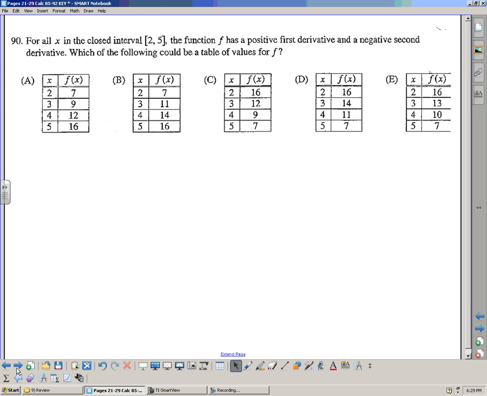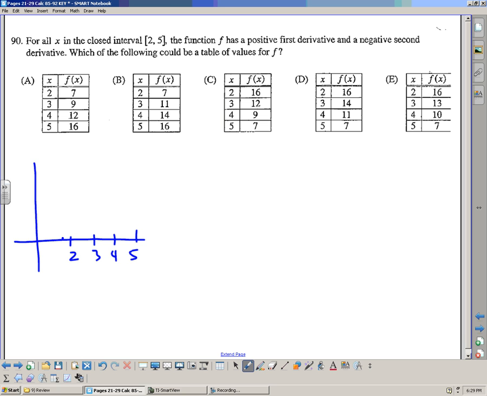Number 90. For all x in the closed interval 2 to 5, the function f has a positive first derivative and a negative second derivative. Which of the following could be the table of values for f? This one, there's a few ways you could do it, but I would suggest making a rough sketch. So 2, 3, 4, 5 are equally spaced.